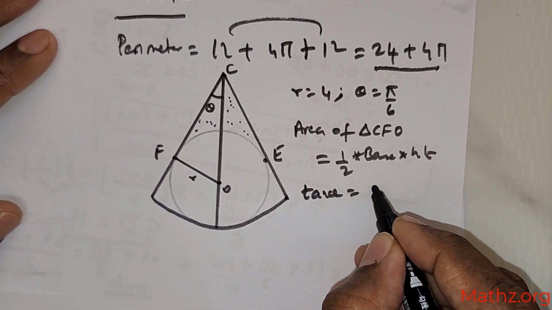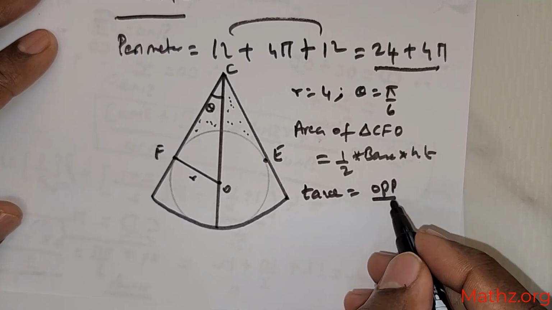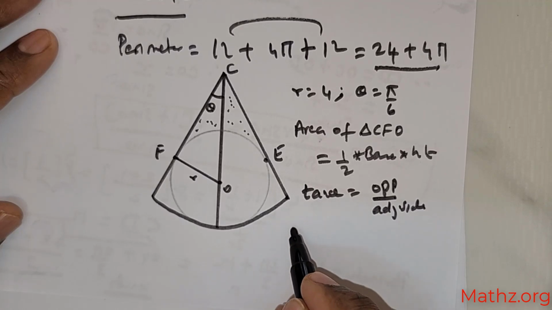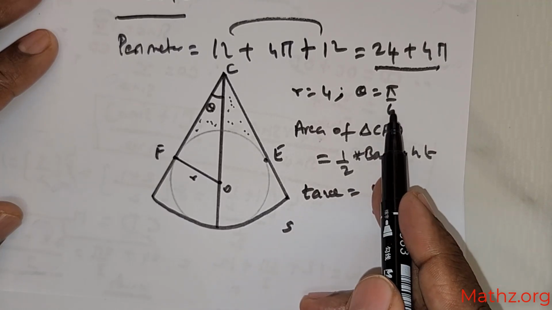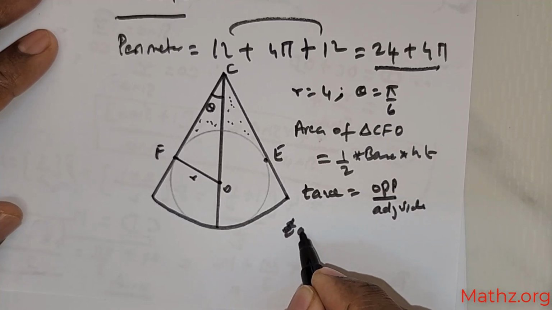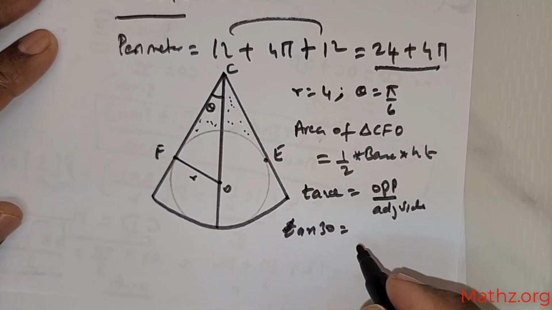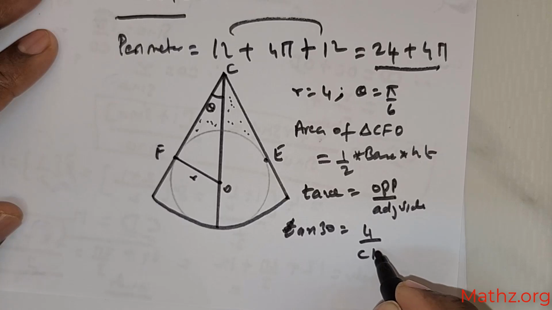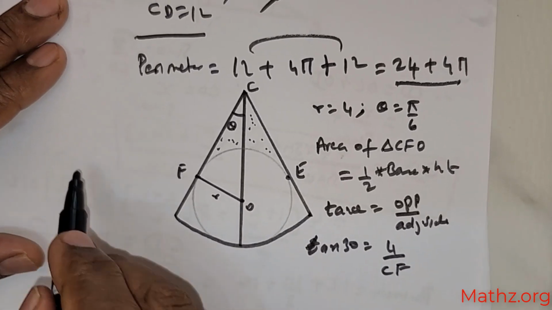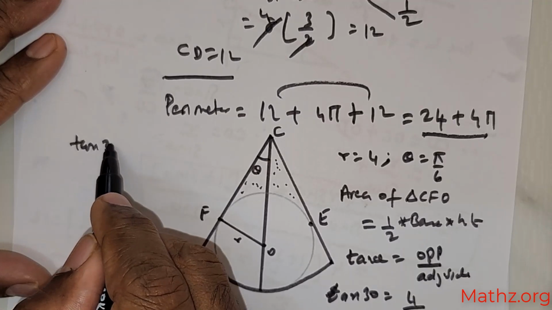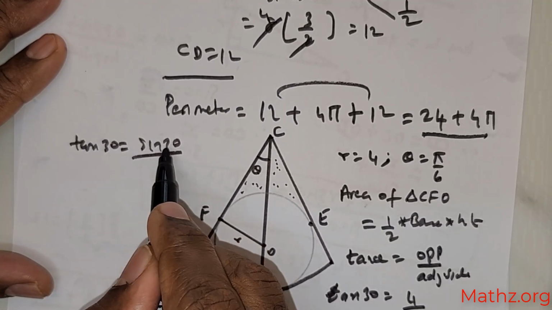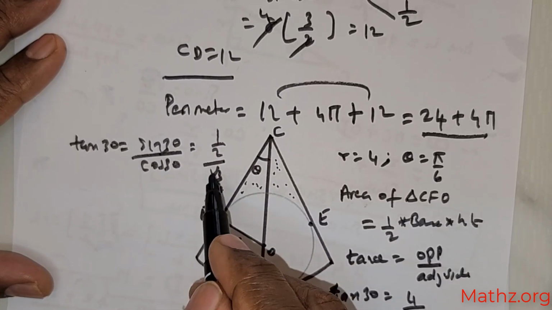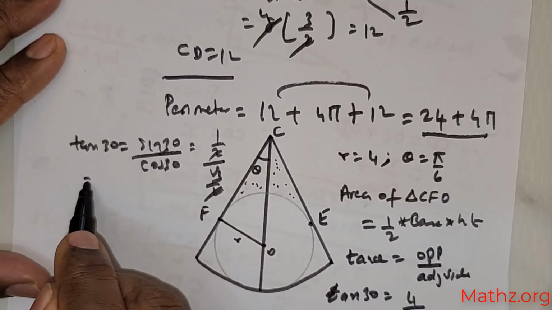So tan theta is opposite side over adjacent side. Now theta is pi over 6, that's 30. So this is going to be tan 30 is opposite side, which is 4 units, and adjacent side we need. Adjacent side is actually CF. Now tan 30 is sine 30 divided by cos 30. Sine 30 is 1 over 2, cos 30 is root 3 over 2. 2 gets cancelled. So you get 1 over root 3.